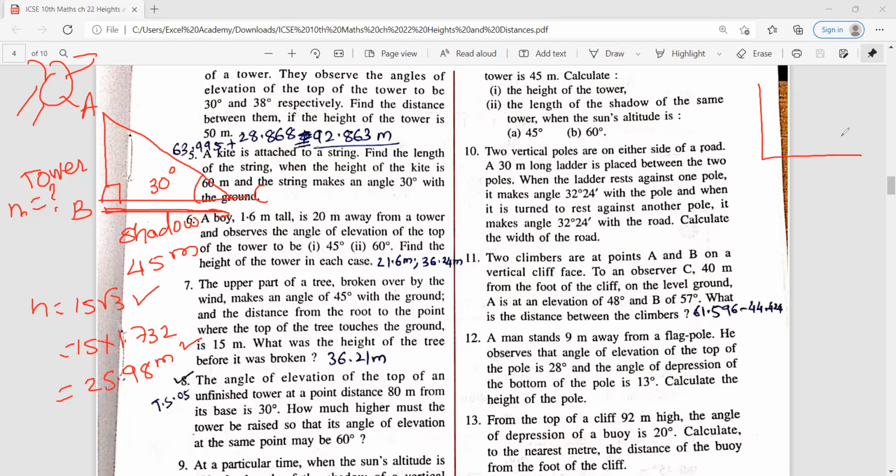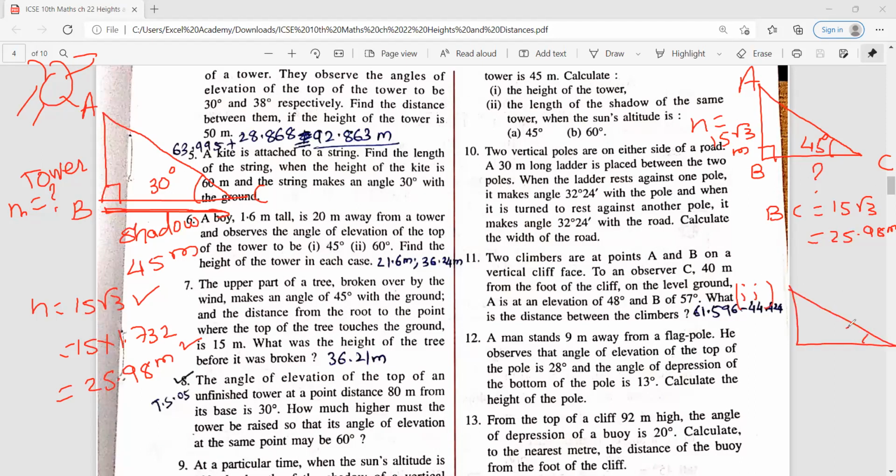Do you understand? Now draw a new diagram. The height of the tower is 15 root 3 meters. A, B, C again. Now you have to find the length of shadow if the sun's altitude is 45 degrees. It's very easy. In the first case, it is going to be the same, 15 root 3, that is 25.98 meters, because at 45 degrees the base and perpendicular are the same. You will use tan. But in the second case, you will use 60 degrees, so the length of shadow will increase now.